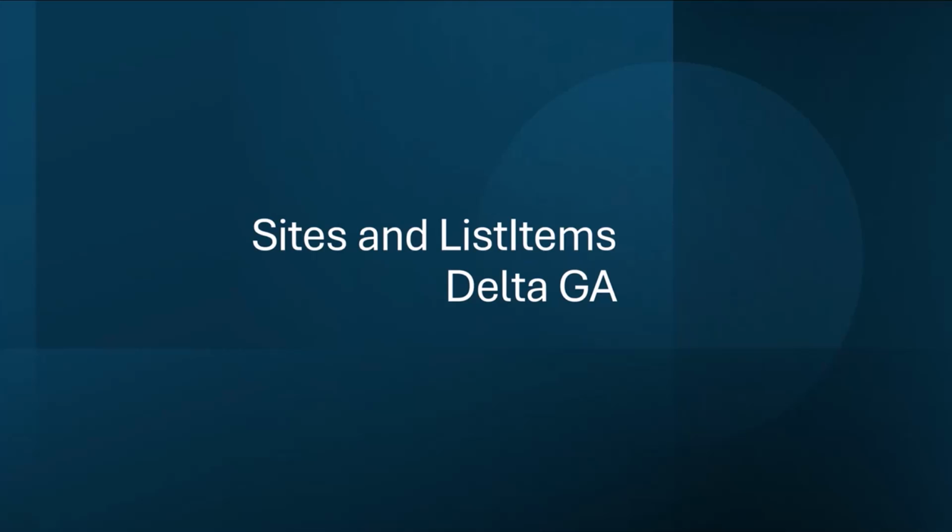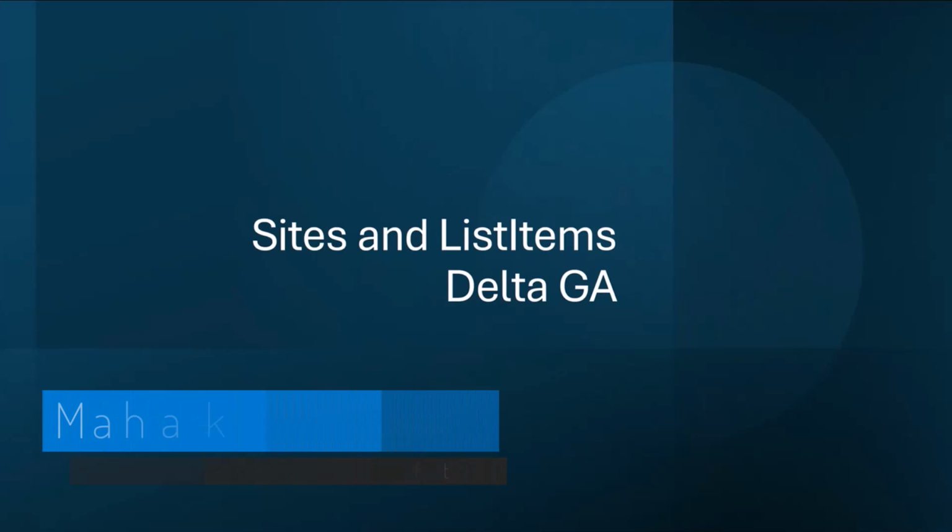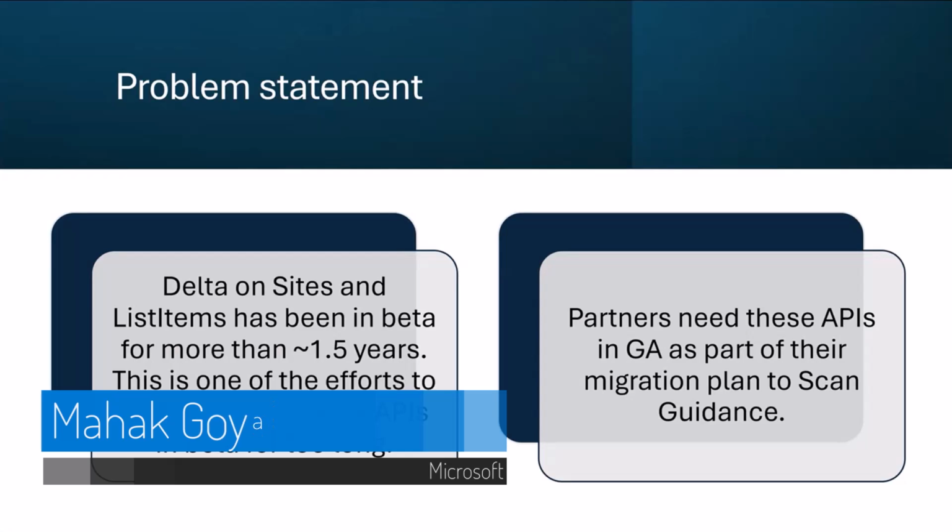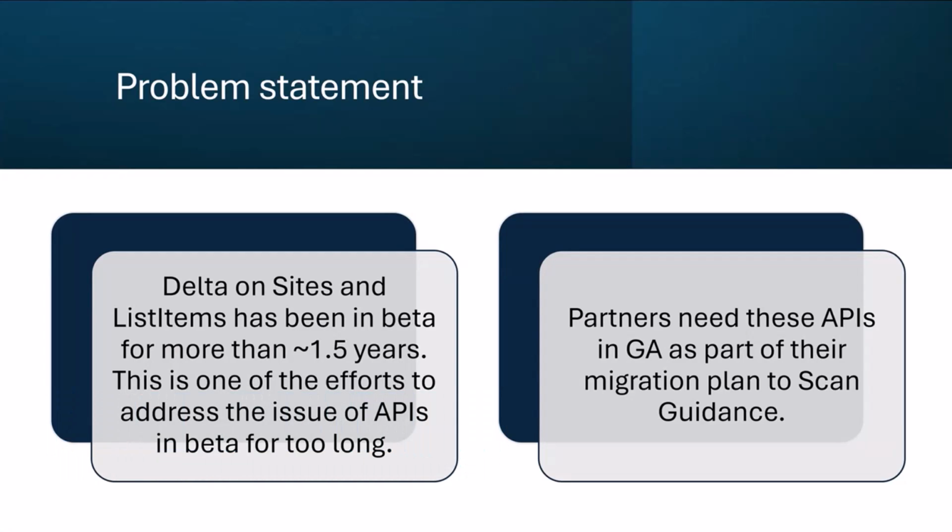Yes, so I will be talking about the sites and list items Delta APIs, which we recently made GA. The problem statement was, first of all, that these APIs were in beta for around 1.5 years or more. And this is one of the efforts to address the issue. Basically, we shouldn't let the APIs stay in beta for too long.